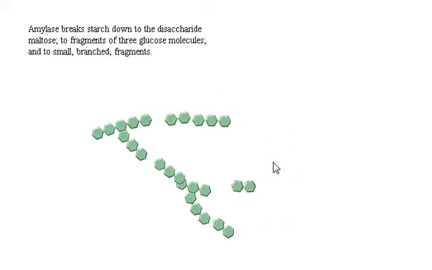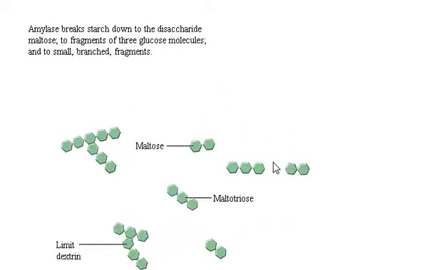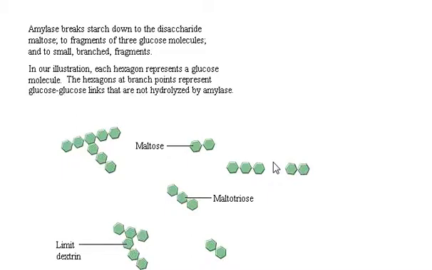Amylase breaks starch down to the disaccharide maltose, to fragments of 3 glucose molecules called maltotriose, and to small branched fragments called limit dextrins. In our illustration, each hexagon represents a glucose molecule. The hexagons at branch points represent glucose-glucose links that are not hydrolyzed by amylase. Click a digestion product to continue.